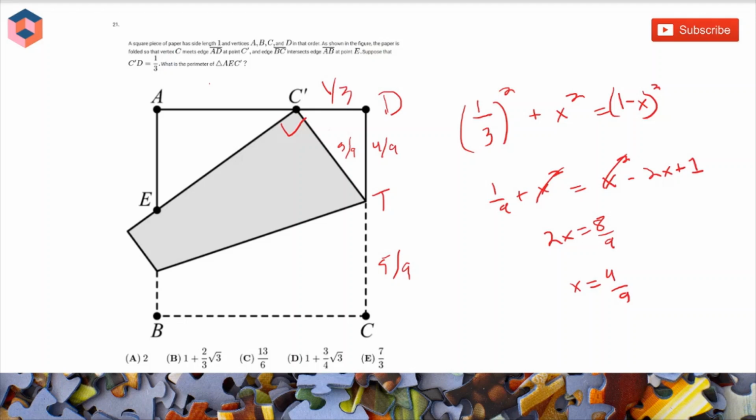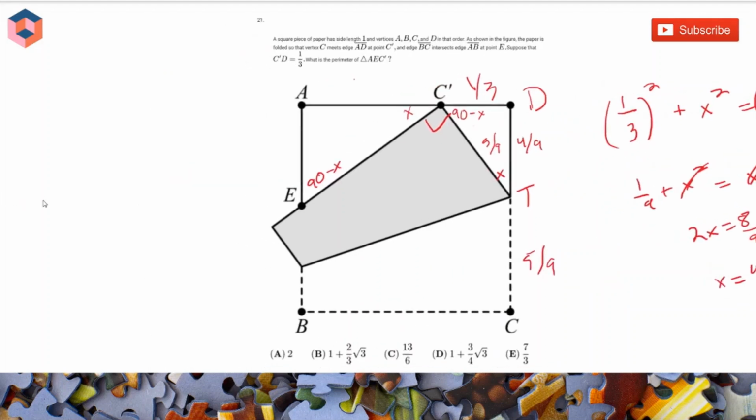What if we let this angle equal x? Then this angle would be 90 minus x, right? Because the whole thing is a straight angle, and a straight angle minus 90 minus x gives us 90 minus x. Since CDT is a right triangle, with a right angle, this is x. And similarly, this is 90 minus x. And that's it. We just found the similarity by AAA.